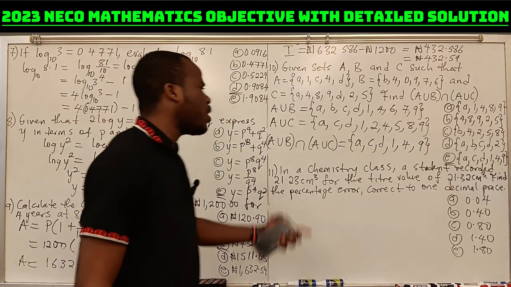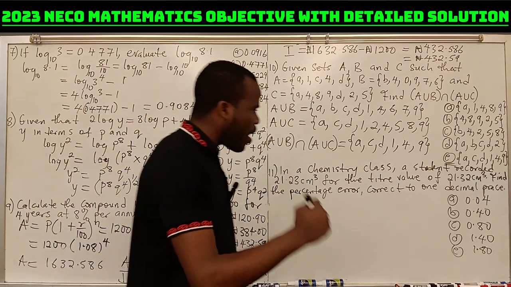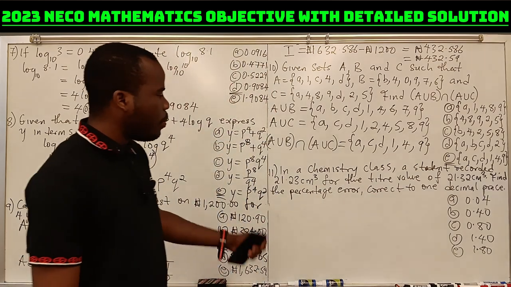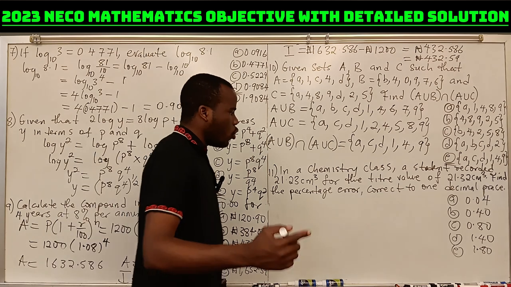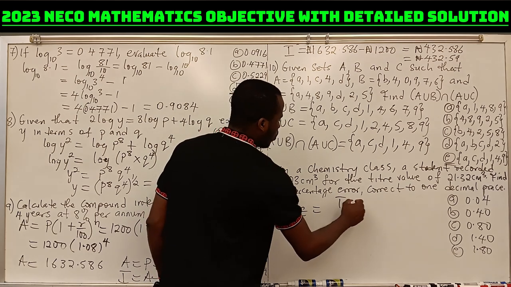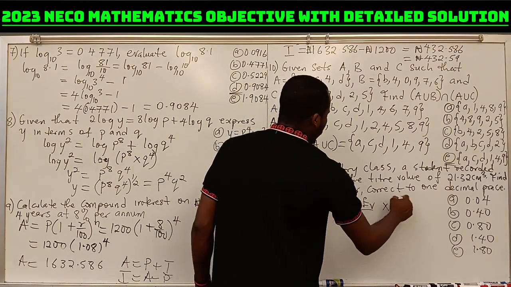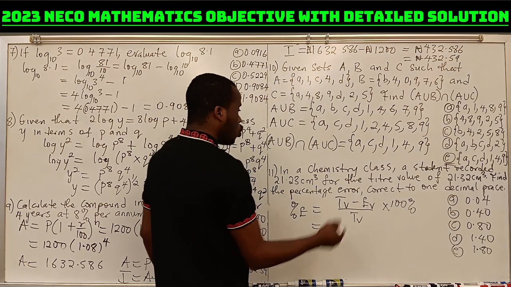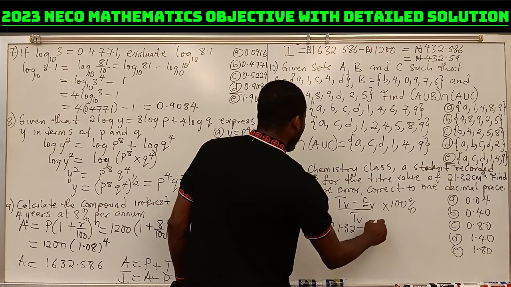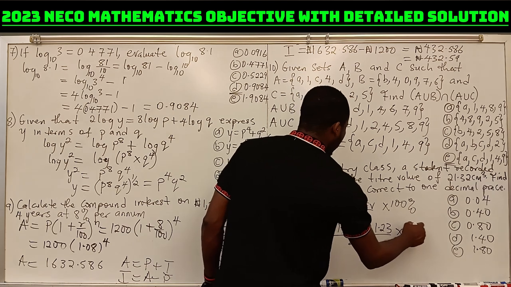Question 11 says, in a chemistry class, a student recorded 21.23 centimeter cube for the titre value, which is supposed to be 21.32 centimeter cube. Find the percentage error correct to one decimal place. So you remember percentage error is given as true value minus estimated value over true value times 100%. So the true value was supposed to be 21.32. The estimated value is 21.23, over true value 21.32, times 100%.